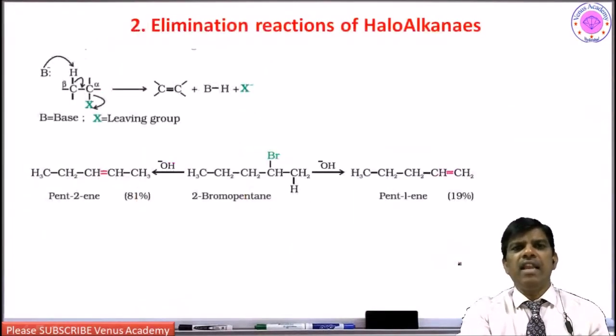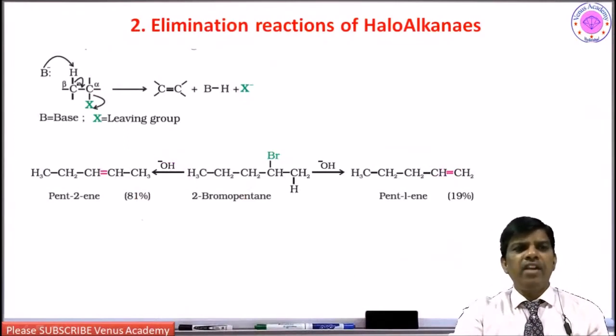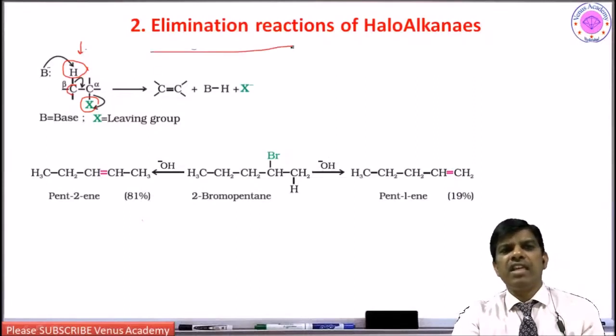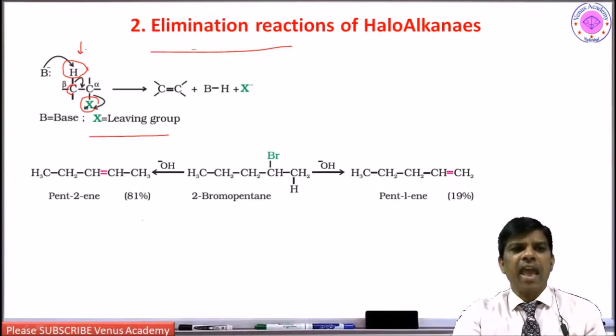Let us take elimination reactions. The hydrogen which is attached to the beta carbon, if the halogen is on this carbon, which is said to be the alpha carbon, and this is the beta carbon. If the beta carbon has hydrogen, it undergoes elimination reaction. The halogen is going out to give alkene.